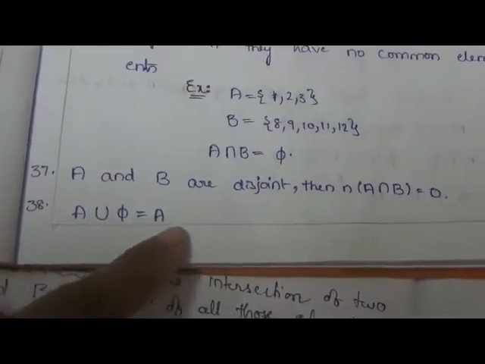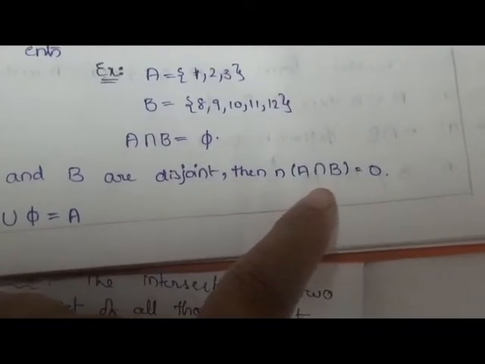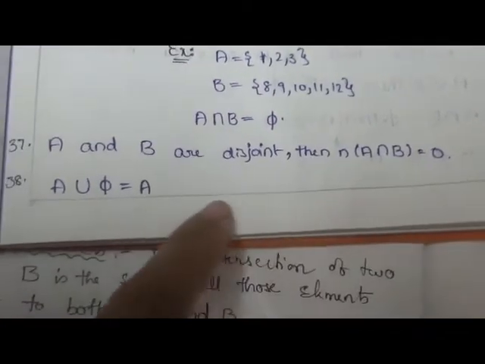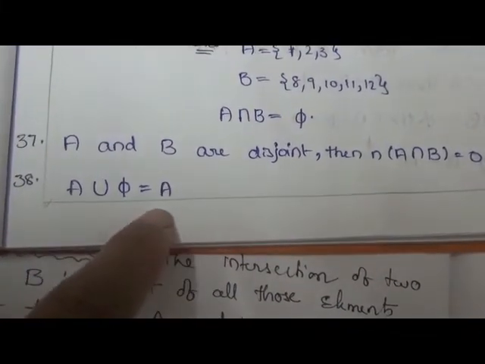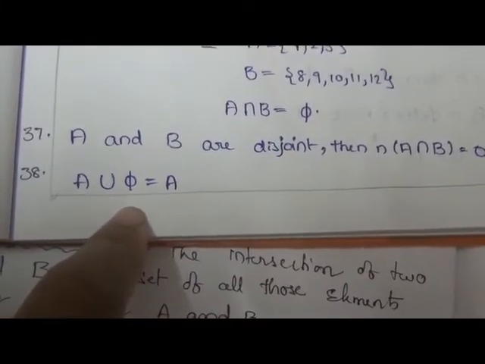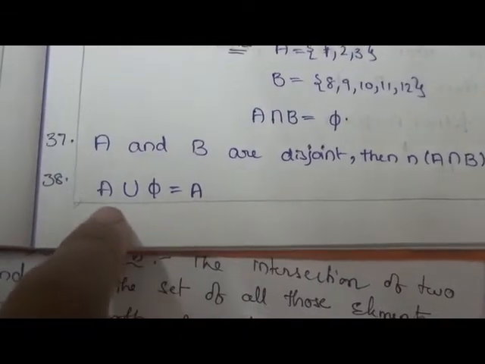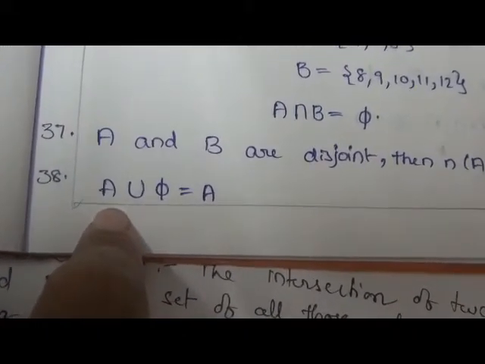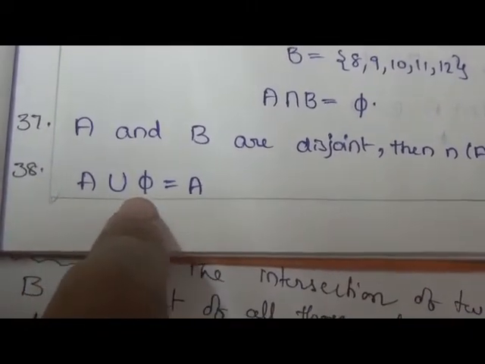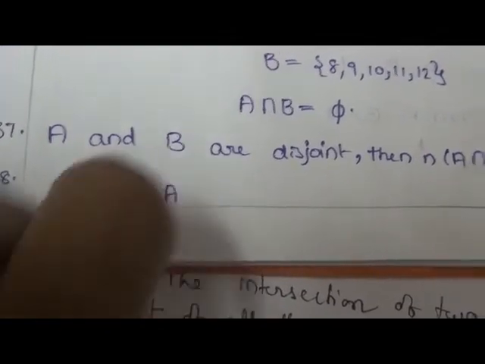So A and B are disjoint. Then n of A intersection B, the cardinal number, meaning the number of elements in A intersection B, is equal to 0. A union phi is equal to A. These are the formulas I am giving here. Phi means the null set, so if you take the union of A and the null set, you get the same answer, which belongs to A.